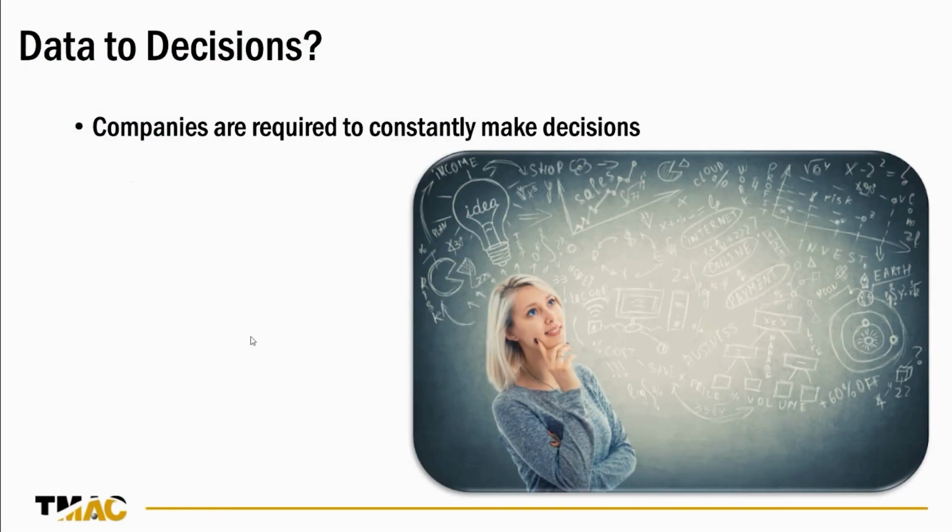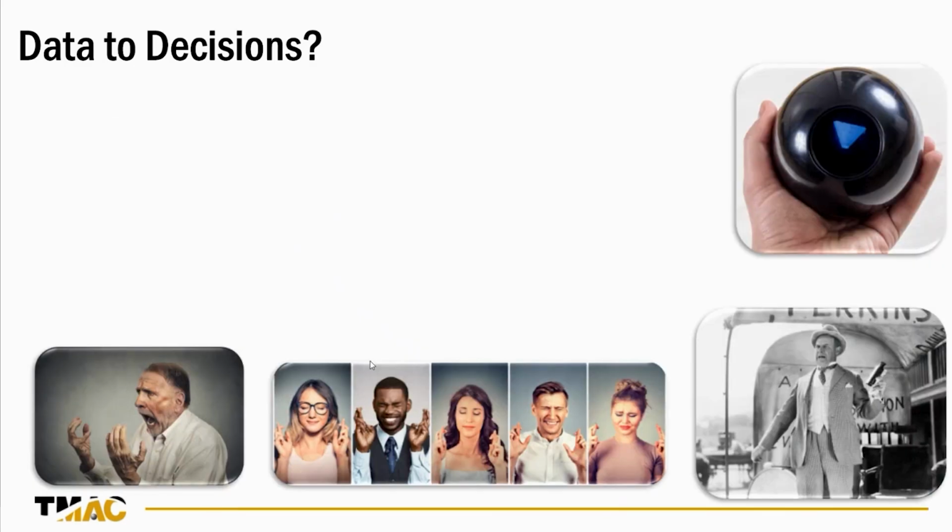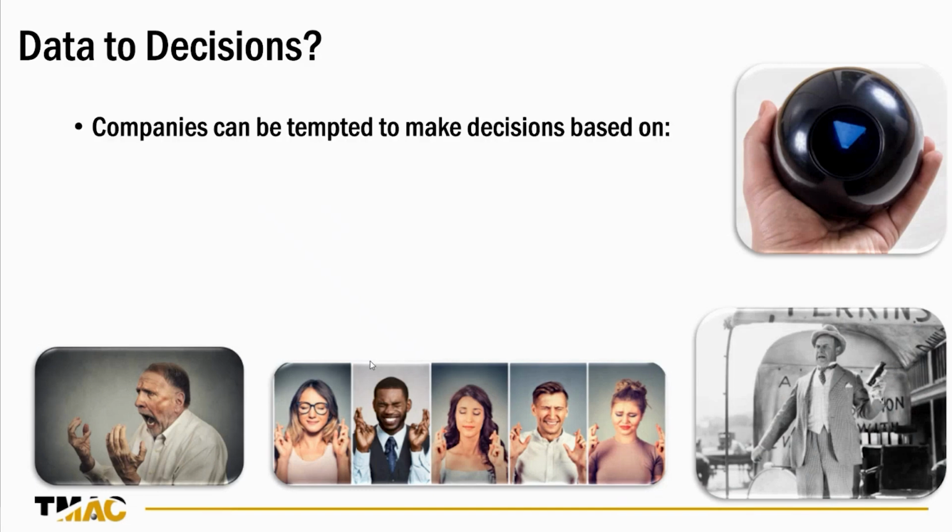We know that companies are required to constantly make decisions, and these decisions can be around the domains of profits, products, processes, technology, and people. Now, how do companies typically make these decisions? Well, they can be tempted to make these decisions based on expert judgment. Maybe they've been in the business for a while, and they just have a gut feeling.